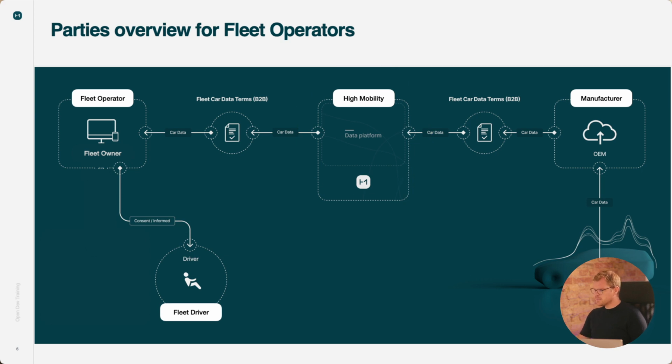And the manufacturer gets the data at the first touch point when it comes from the car, because as soon as the car is connected and activated, it uploads the data to the manufacturer servers, and that's from where we are getting the data to us as High Mobility, and then forwarding that to you, the fleet operator.